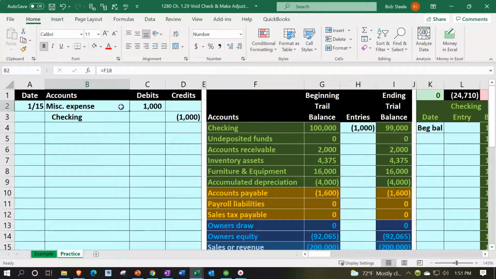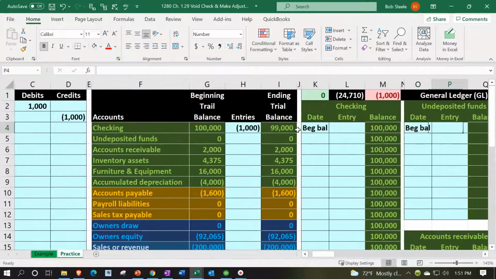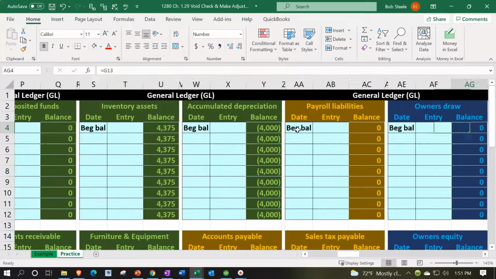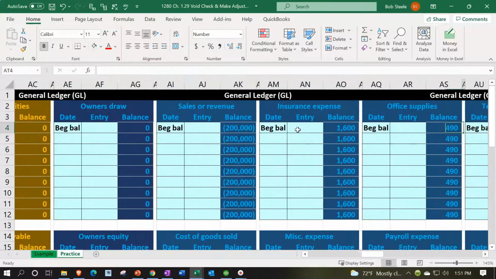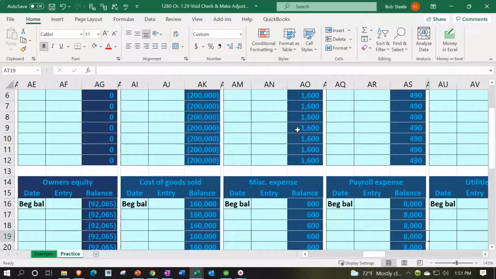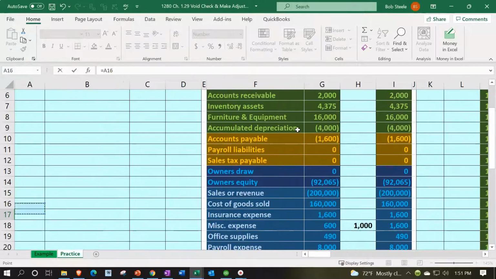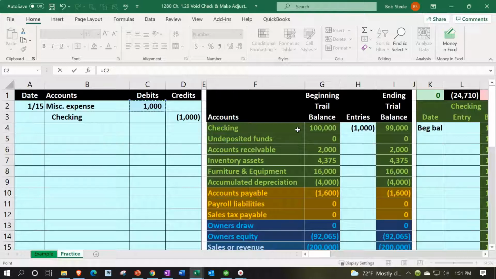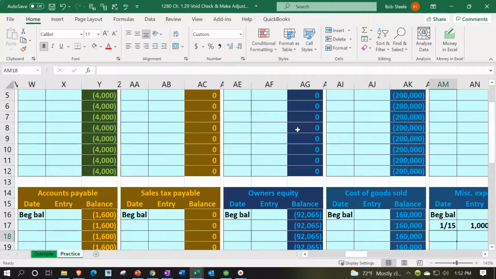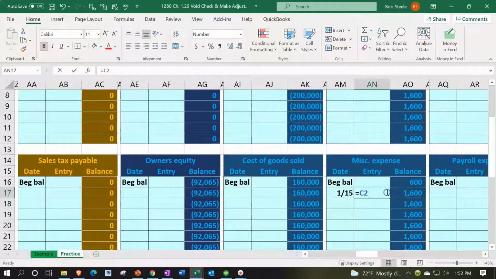If I post this to the general ledger, we're going to go all the way to miscellaneous, which is somewhere right in the middle of the expenses. So it's in the same order of accounts. We've got assets in green, liabilities in orange, then the blue for the equity, revenue, and expense accounts. We're looking for miscellaneous. It's right down here in cell AM17. So I'm going to say this happened on 115. I'm putting my cursor in AN17, selecting equals, holding the left arrow down till we hit the wall. There we're at the wall, scrolling up, last transaction, there's the 1,000, or you can memorize that it's in cell C2 and simply type equals C2.